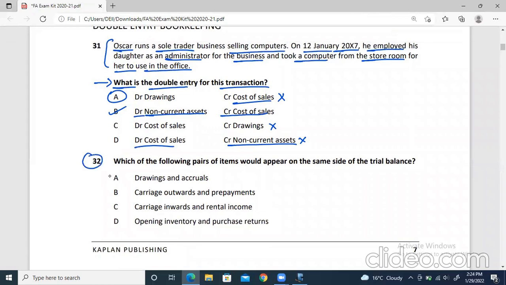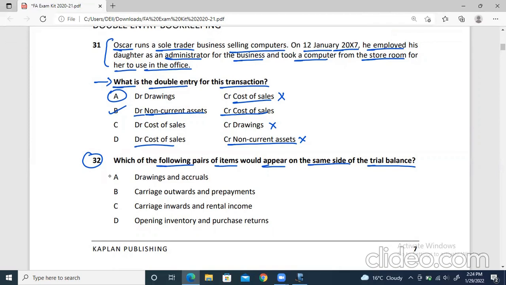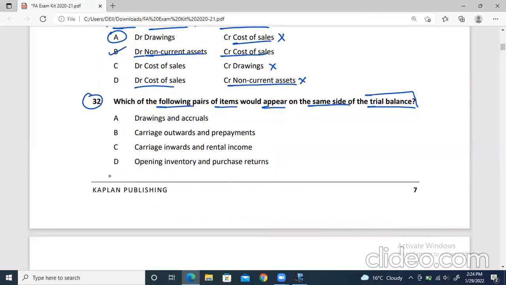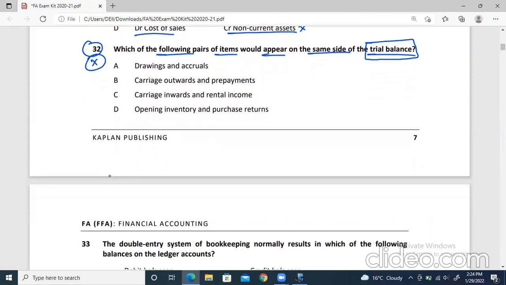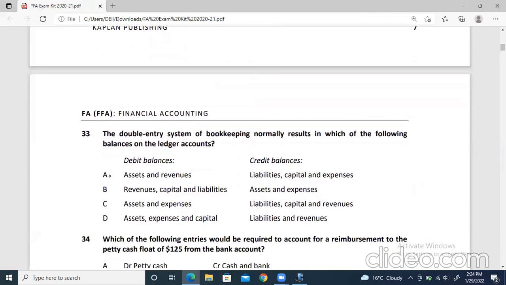It's saying over here, which of the following pairs of items would appear on the same side of the trial balance? Let me skip this question because we have not done the trial balance chapter yet, right? We'll do this question afterwards because it relates to the trial balance topic, and in the captain kit they have mixed the questions. So I'm skipping this question right now. We'll come back to that after we do the trial balance topic.